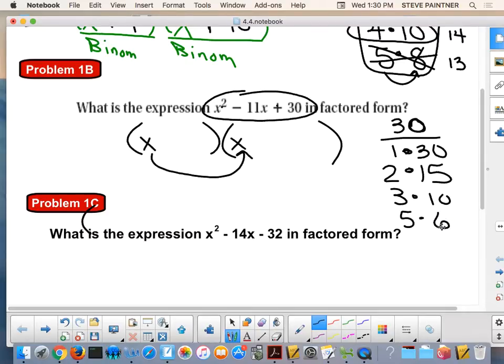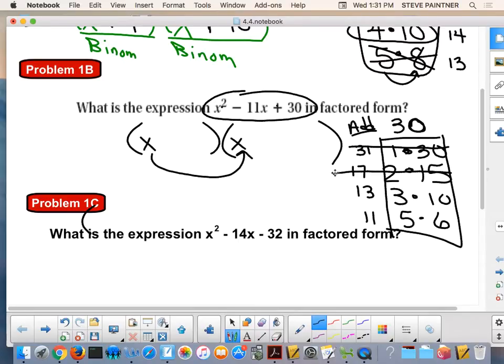Then I do a quick add in my head to see if I can get negative 11. 31. This is me adding. 17, 13, 11. Well, I want negative 11, so this doesn't work, this doesn't work, this doesn't work. That doesn't even work down there. It's negative for both. Guys, it doesn't work. A positive plus a positive is not going to ever be negative 11.